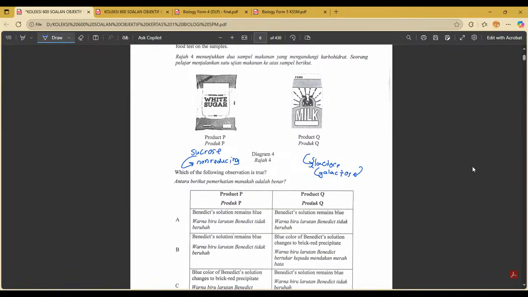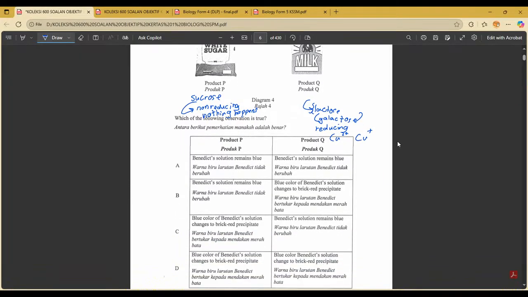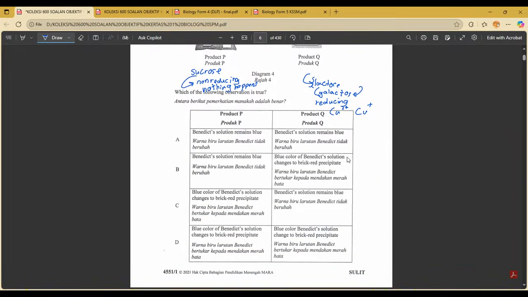Okay. So non-reducing should be nothing happens. So in this, it is reducing. So Cu2+ gets reduced to Cu+. So the blue color of Benedict's solution changes to a brick red precipitate. And this Benedict solution remains blue, so it's B.